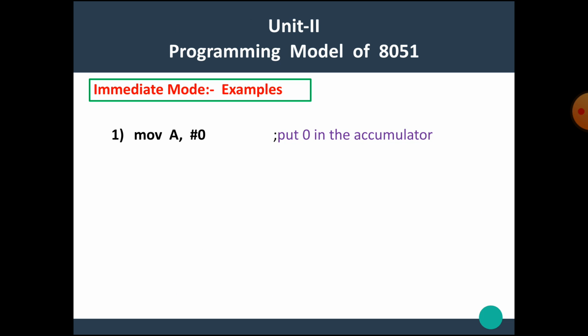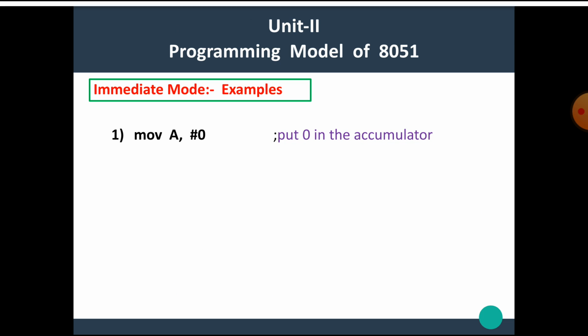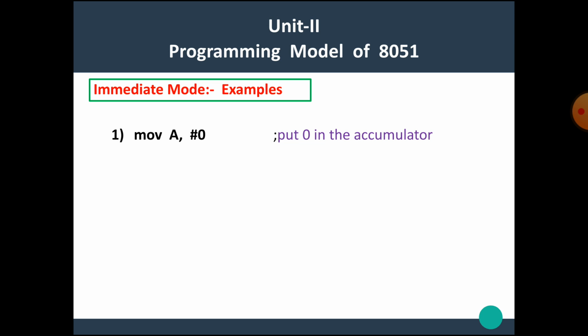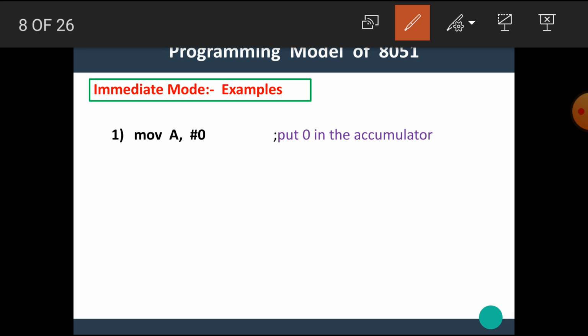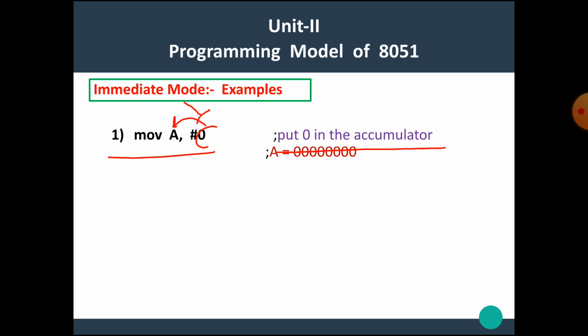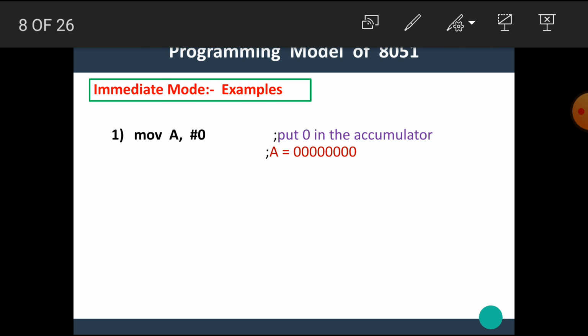Okay, let's see examples of the immediate mode. In this example, MOV is the mnemonic, and A and #0 are the operands. Here the hash sign is given, which means this instruction is of immediate addressing mode. The meaning of this instruction is: put 0 in the accumulator.